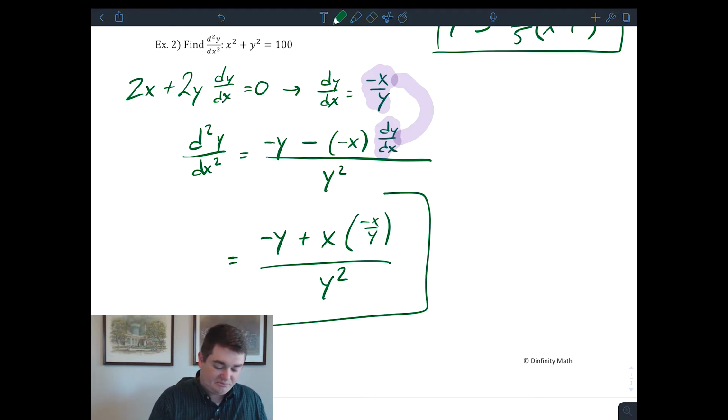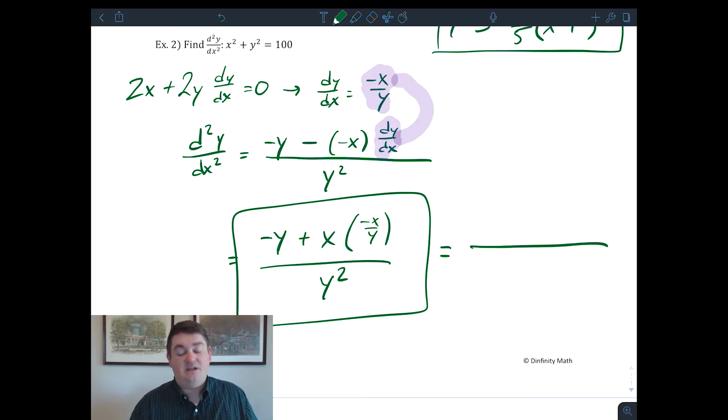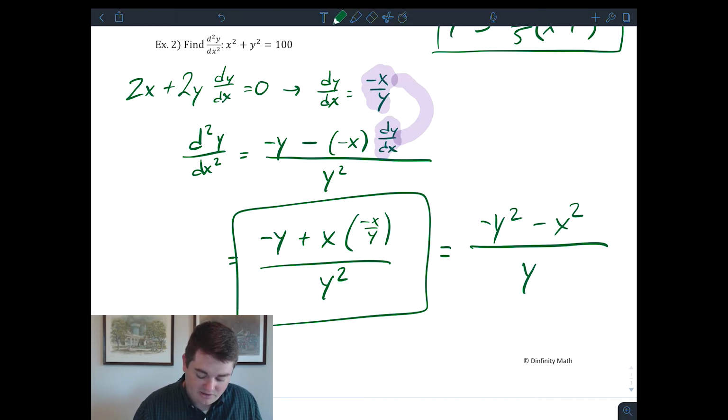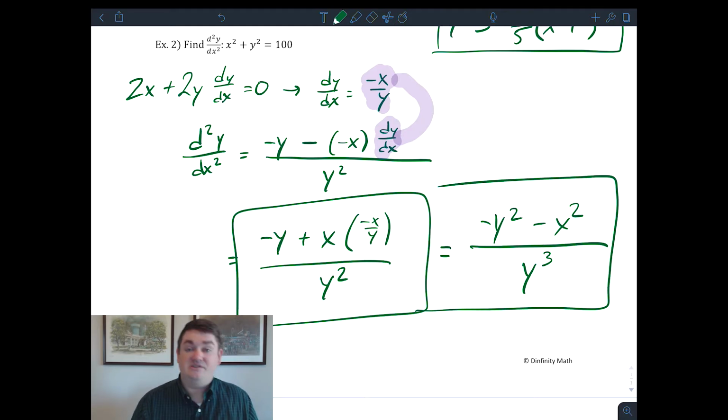y squared. You can certainly box and run right here, but it's not too hard to clear this complex fraction by multiplying the numerator and the denominator by y, giving me negative y squared minus x squared over y cubed. So both of these answers are good.